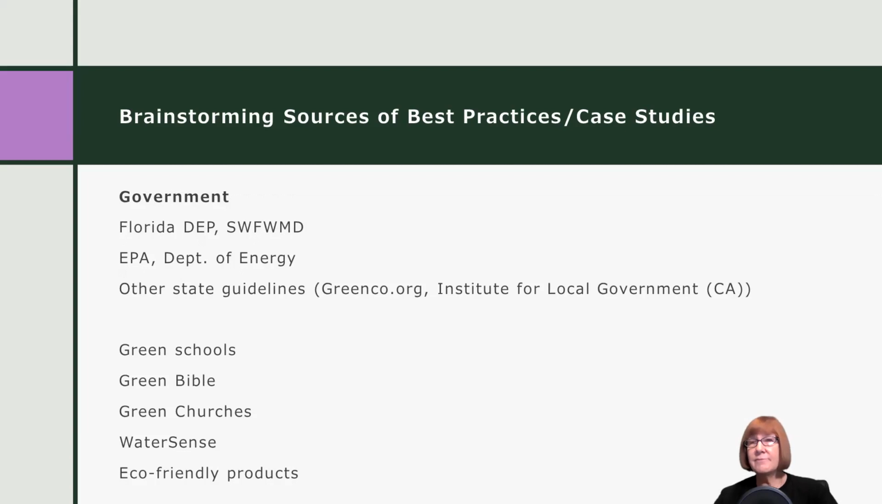And then here I've had some people do churches, and so there's stuff out there on green churches, green Bible. There's a lot of information on green schools, WaterSense, actually that should go up in government, and actually searching for eco-friendly products. Eco-friendly products can be best practices, to change out all of something that is not so eco-friendly for something that is eco-friendly. That is a best practice.